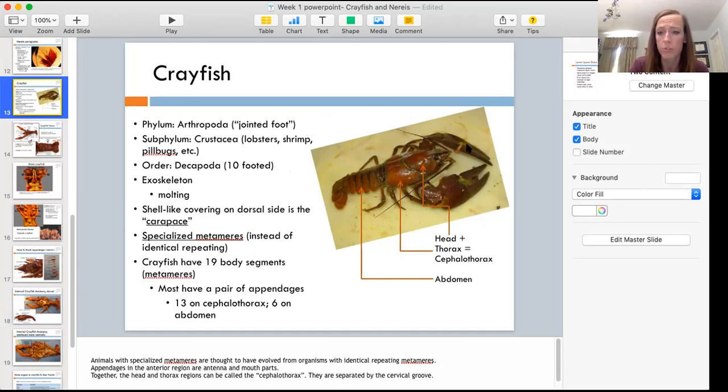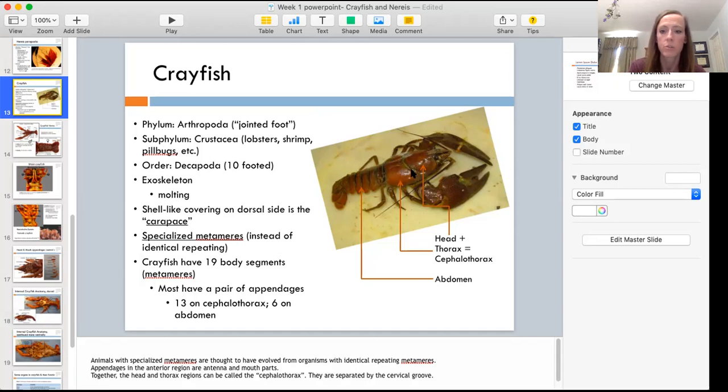As the crayfish grows, it will undergo several stages of molting where it needs to shed its exoskeleton and grow a new one, basically. And so during that time, the crayfish can be somewhat vulnerable to predators because it doesn't have as strong of a support structure, as strong of a protective outer layer that keeps it from being an easy target for predators. On the dorsal side of the crayfish, the covering, this exoskeleton, is called the carapace.